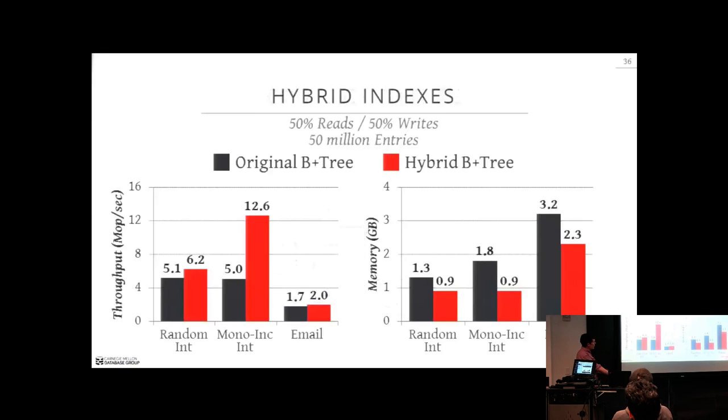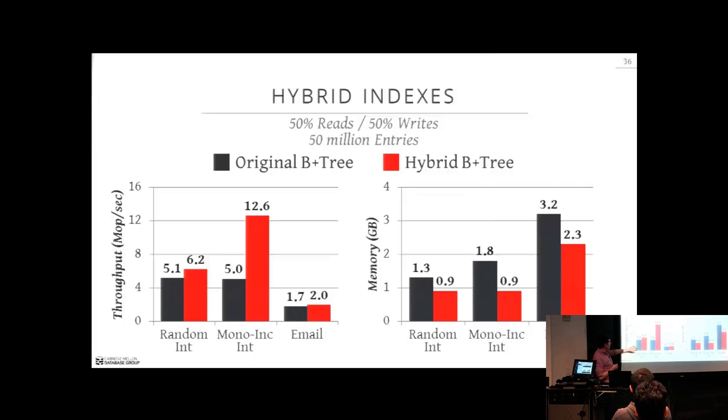So to give you an idea of what kind of space savings we can get, this is the original B plus tree, the SDX B plus tree, and our hybrid B plus tree. We have the SDX B plus tree on the dynamic side, and then our compact B plus tree on the static side. We're going to run a simple workload of 50% reads, 50% writes on a data set with 50 million entries. The three data sets we are using are random integers, monotonically increasing integers, and then the email list from the Ashley Madison website, which is available online.